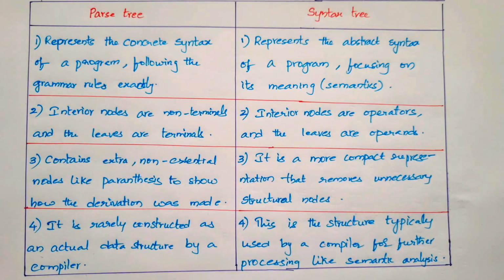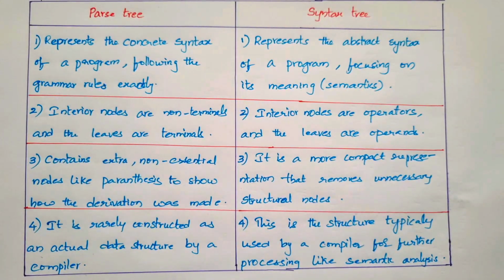Now let's look at the syntax tree, which is also called as abstract syntax tree. A syntax tree represents abstract syntax of a program and focuses on the meaning of the program rather than the exact grammar used to generate it. In a syntax tree, the internal nodes are operators while the leaf nodes are operands like variables and constants. Since unnecessary grammar details are removed, syntax trees are much more compact and easier to process. This compact representation makes them ideal for later compiler phases like semantic analysis, optimization, and code generation also.